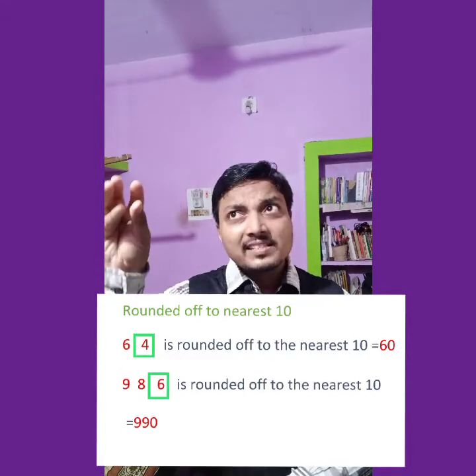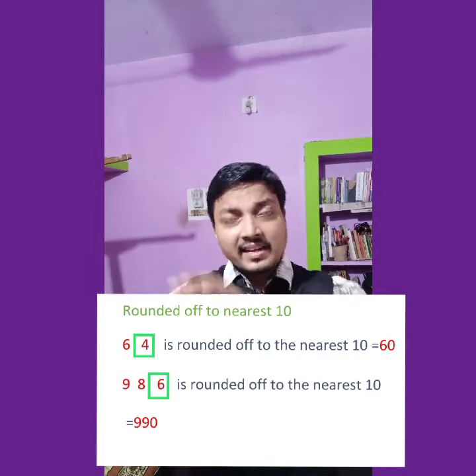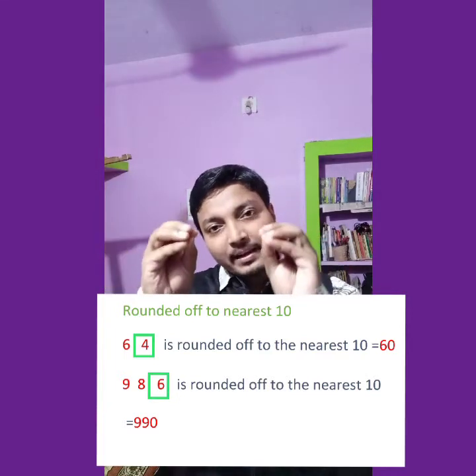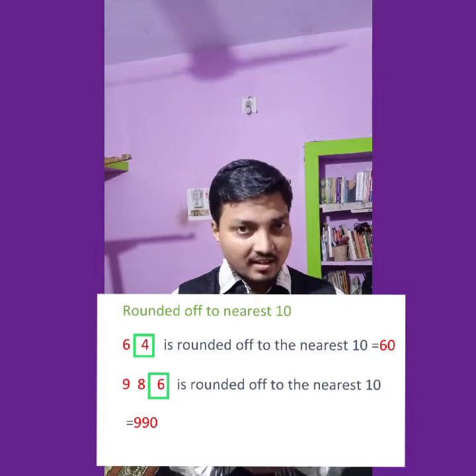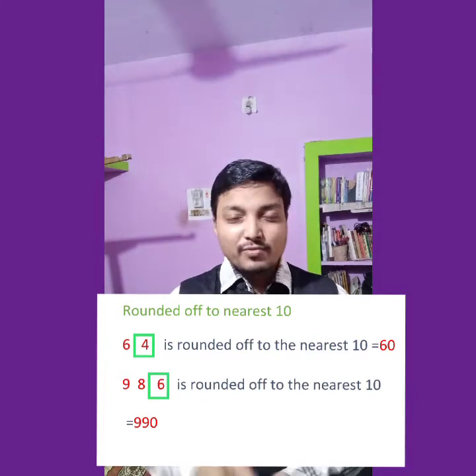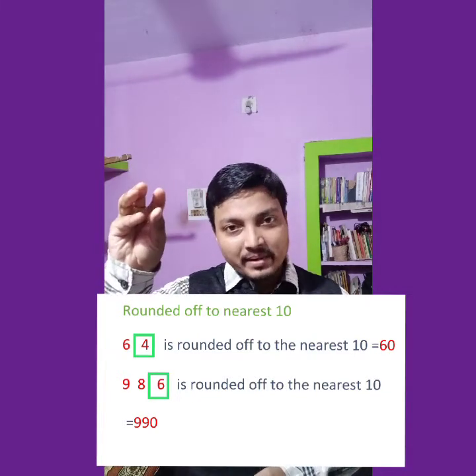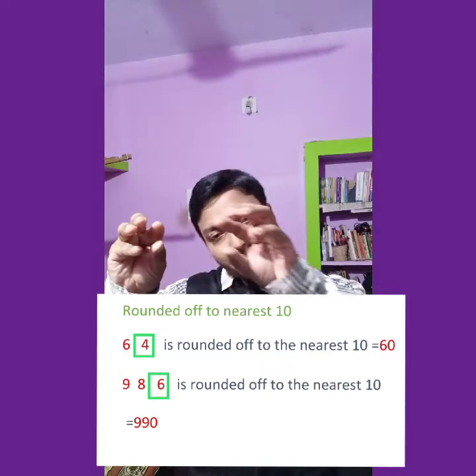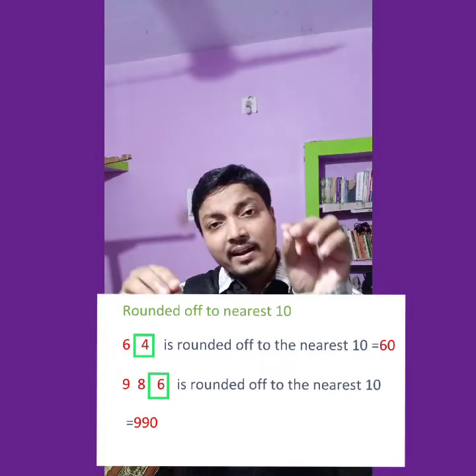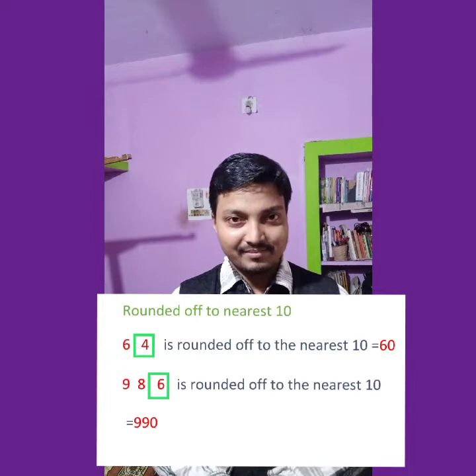Replace the ones place digit with 0. The rest of the remaining digits will remain the same. Clear? So it means the ones place should be replaced by 0, and the rest of the remaining digits will remain the same without any change.